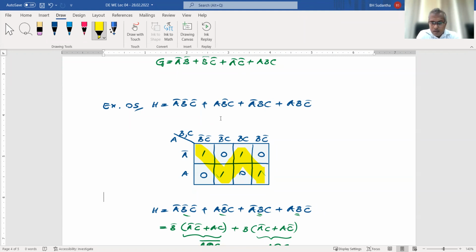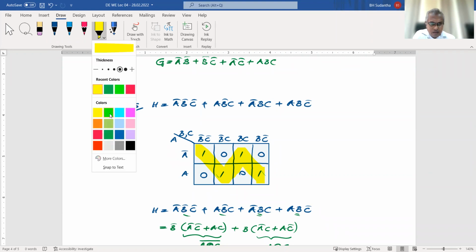Excuse me, sir. Sir, there should be a 1 on A bar, B, C bar. So then we can make a group according to the question. I couldn't follow which grids you are referring to. No, sir, I think I got confused with the A bar in the last one. No, sir, it's not possible.